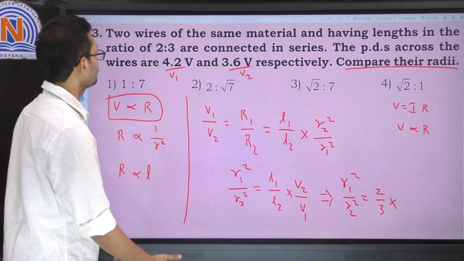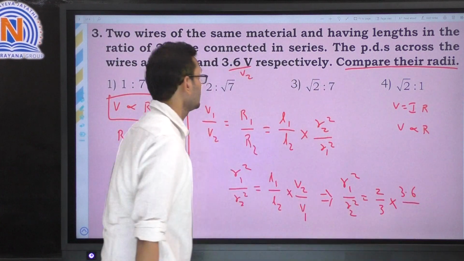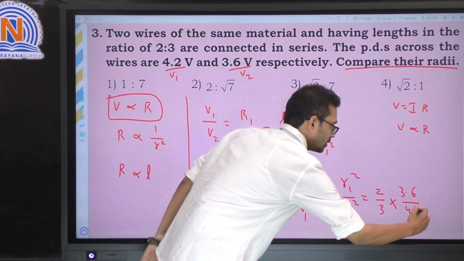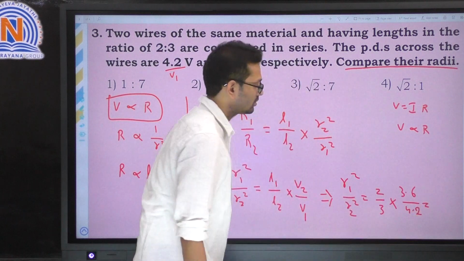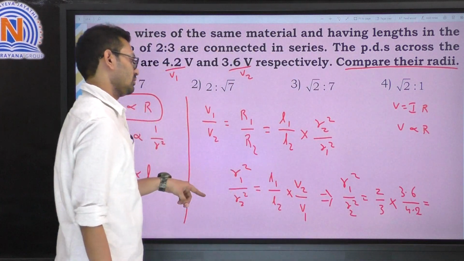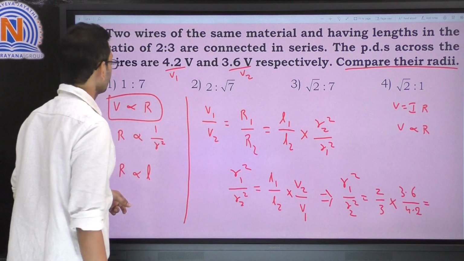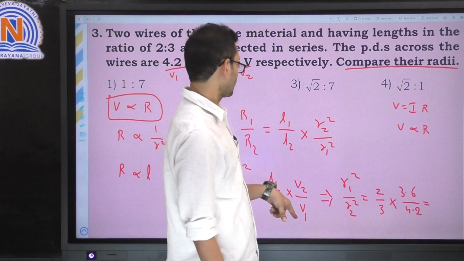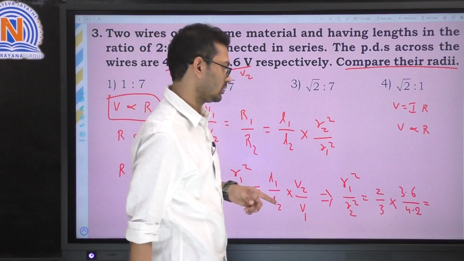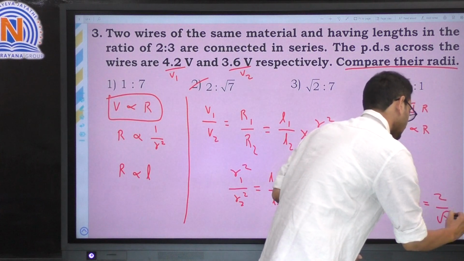V2 is 3.6, 3.6 by V1, which is 4.2. Right? Now if you solve this, how much should you be getting? Right, 4.2. So the option is 2 by root 7. You will be getting 2 by root 7.